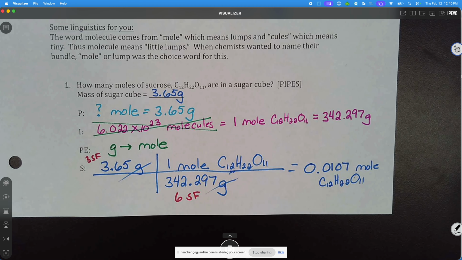So the answer to, would you like sugar in your coffee, 1 lump or 2, is actually, I would like 0.0107 lumps. Or if you like it a little sweeter, I would like 0.0214 lumps of sugar, please. 1 lump of sugar would be way, way too much.